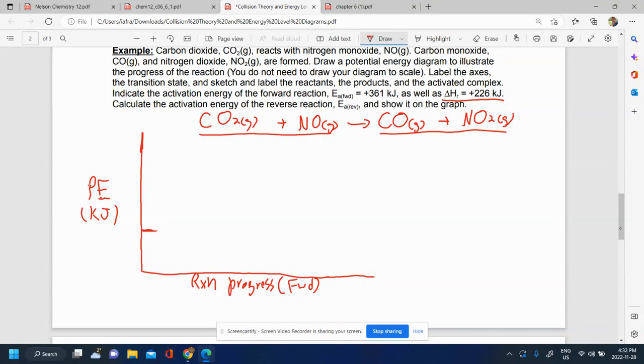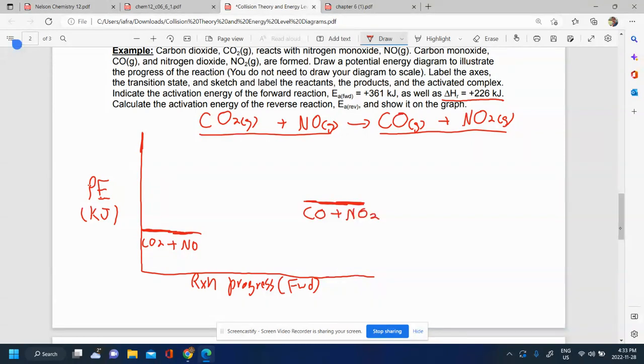I'm just going to draw a line to represent my reactants. So I'll have the CO2 plus the NO. And then a little bit more to the right, I'm going to draw a line to show my products are higher up. It doesn't really matter how much higher up they are, just higher up in general. And so this will be my CO plus NO2.